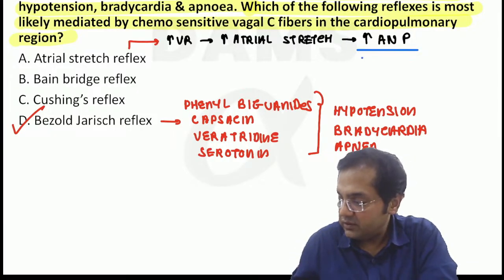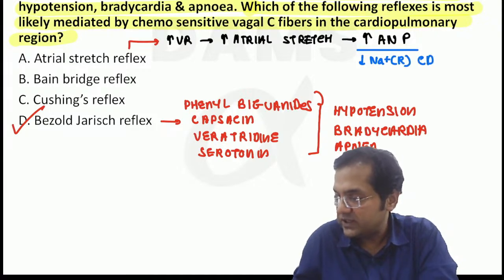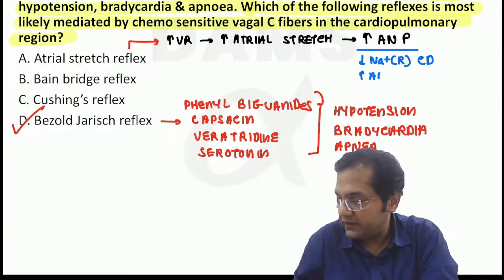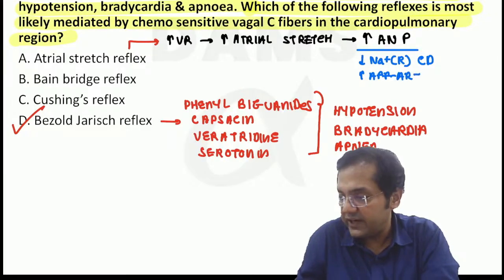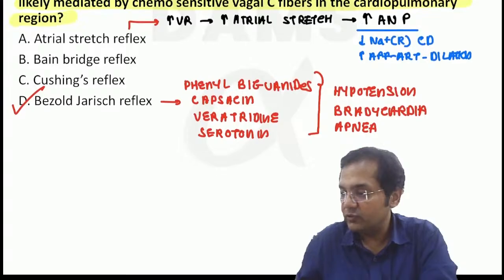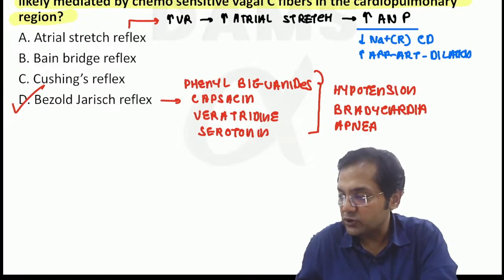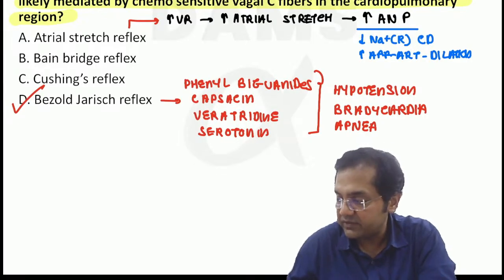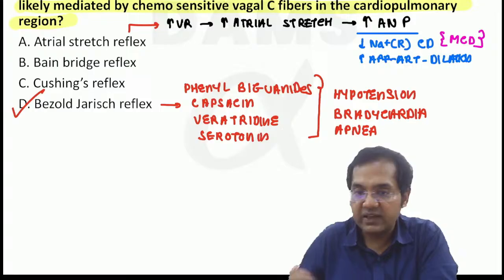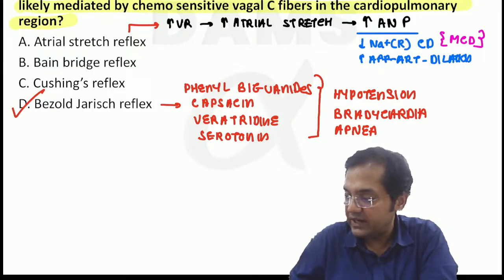ANP decreases the sodium reabsorption in collecting duct. ANP causes increased afferent arteriolar dilation, so increase in GFR. Very good, Sushmita. Medullary collecting duct is the best answer. That's an excellent answer. MCD, medullary collecting duct. Yes, increased afferent arteriolar dilation.